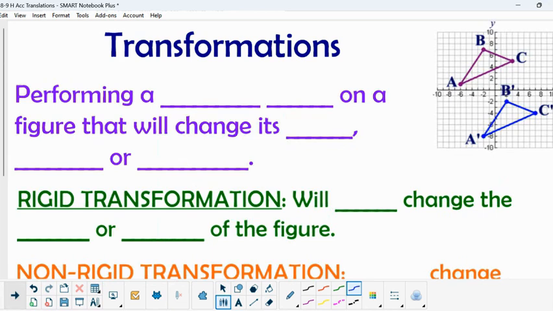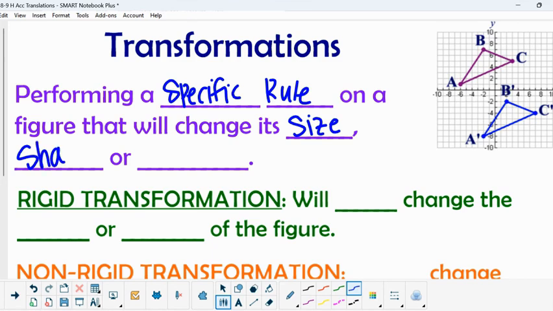So a transformation is when we are performing a specific rule. Let's fill this in. They're going to tell you what to do on a figure that's going to change its size, its shape, or its location. So it may move somewhere else on the graph. Sometimes it'll do all three, sometimes it'll only do one thing. But a transformation is a rule that will change a figure's size, shape, or location.